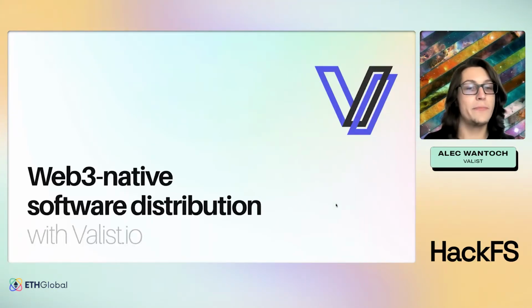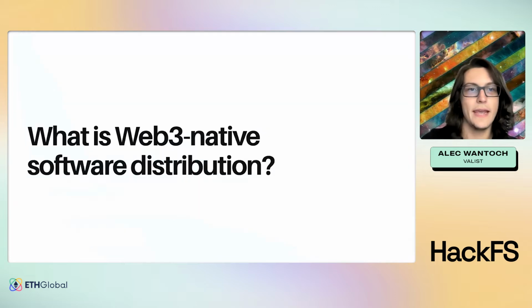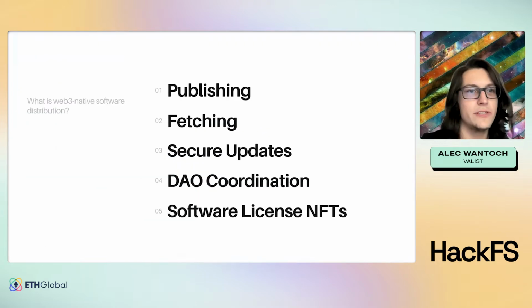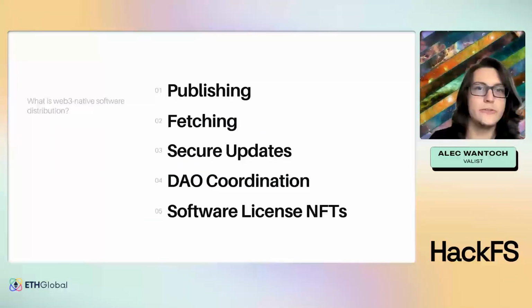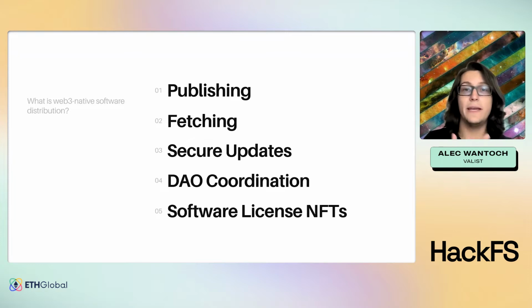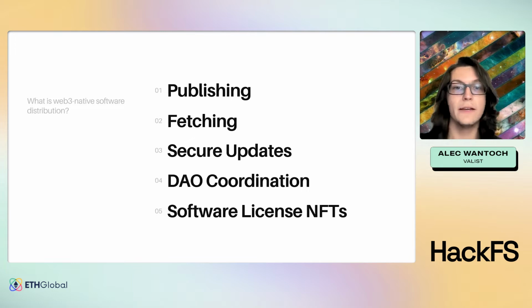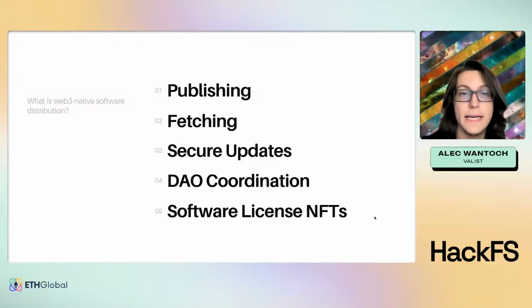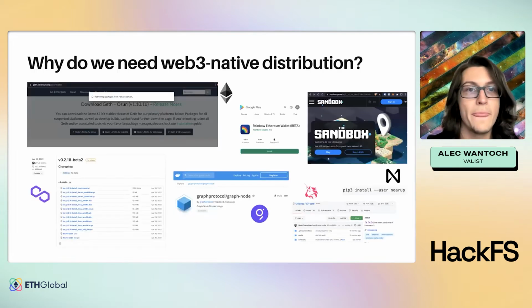Valist is Web3 native software distribution. What does that mean? Well, that includes things like publishing, fetching, and secure updates. But now that we're in Web3, we could also do some really cool stuff like DAOs or teams coordinating software together, as well as software license NFTs to create a new way to monetize and create a DRM system.